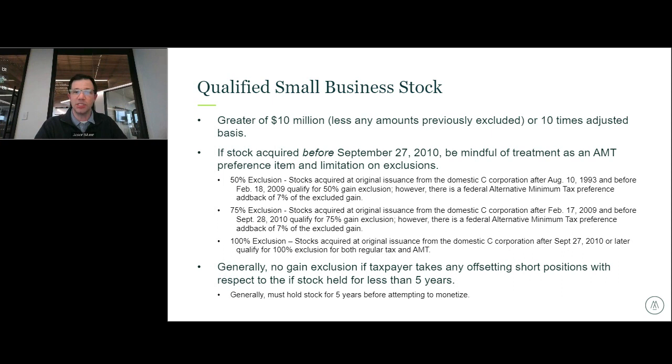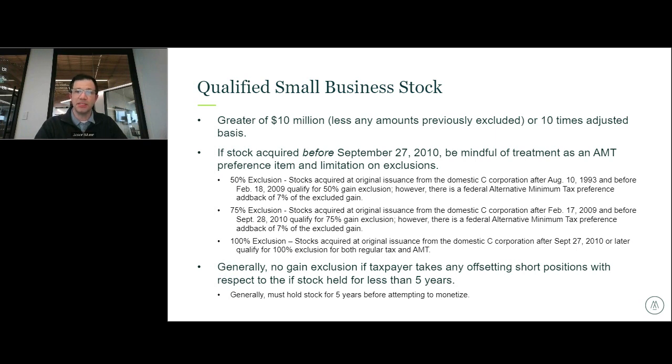When the stock was acquired drives the magnitude of this benefit. If you've got stocks that were acquired up to February 18th of 2009, it was a 50% exclusion. And then there's a window until September 28th of 2010 where it went to 75%. And anything thereafter is a 100% exclusion.